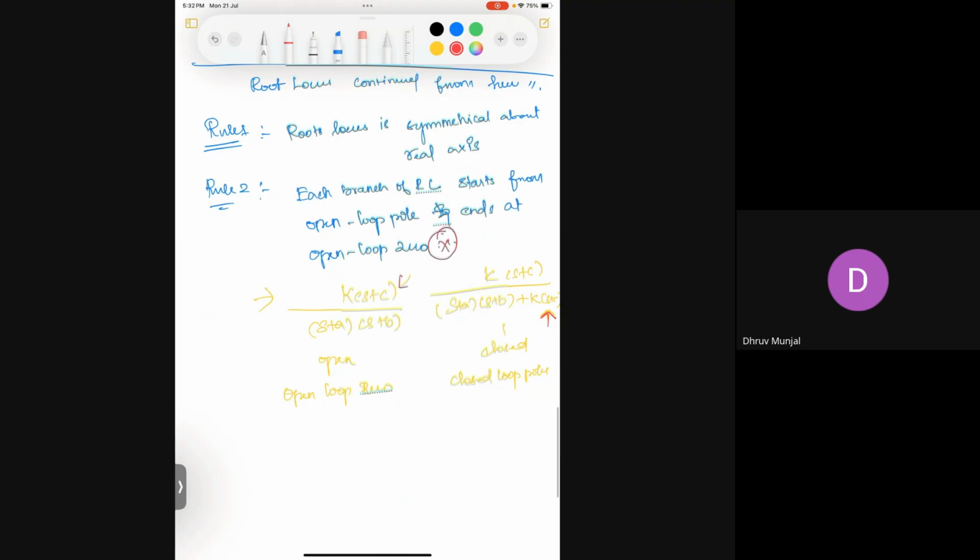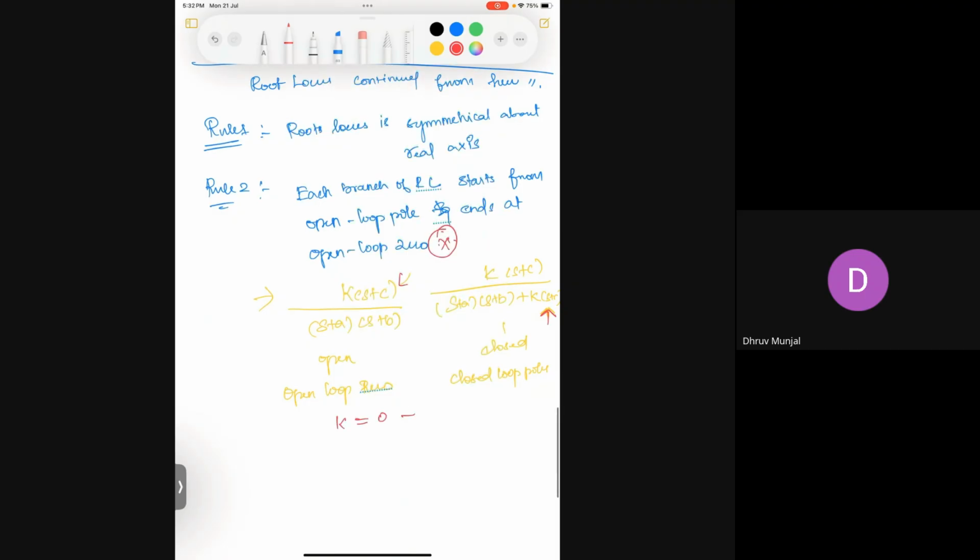In this manner, when you change the k from 0 to infinity, it affects the consideration of this open loop zero in the closed loop stability. So let's imagine putting k equal to 0 here. Then what you will get is K times (s plus c) divided by (s plus a) into (s plus b). There is no influence of s plus c here, right? So when you put k equal to 0, the closed loop poles equal the open loop poles. Are you agreeing with this?